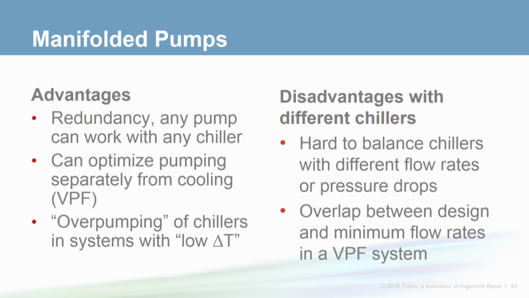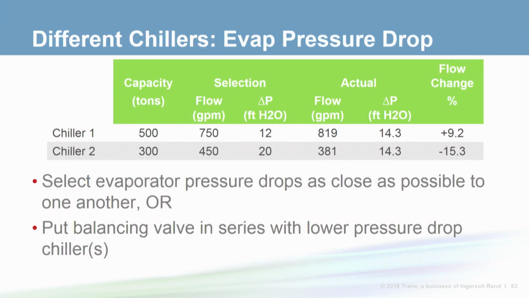For manifolded pumps, let's look at the disadvantages first. Let's start with a pressure drop challenge. Here, two chillers were selected and had different design pressure drops, 12 feet and 20 feet. The problem is that water is still smart. It will flow through the path of least resistance, which is lower pressure drop. In this example, when both chillers are operating, using the affinity laws, the flows change until the two pressure drops are equal at 14.3 feet of head.